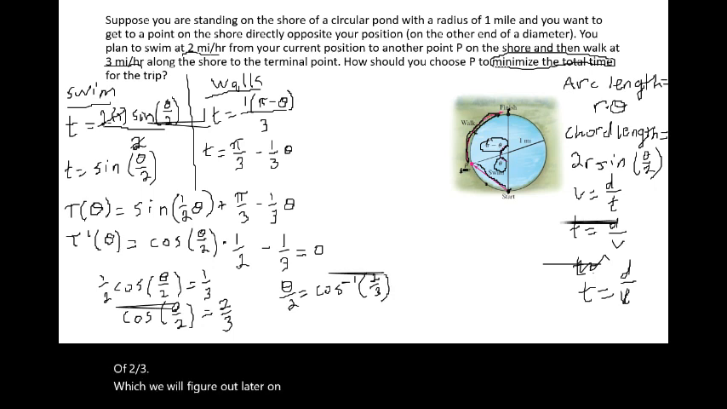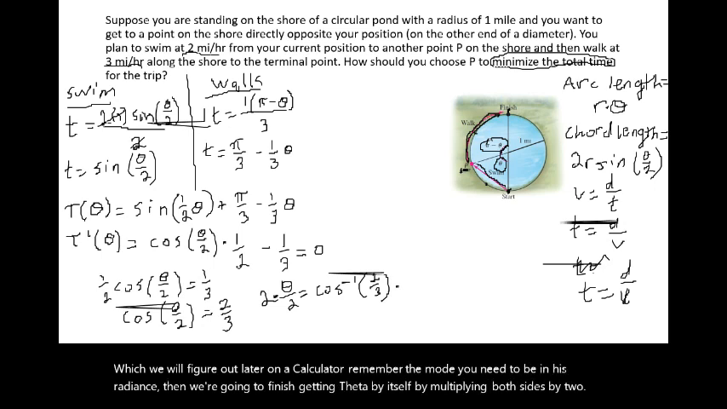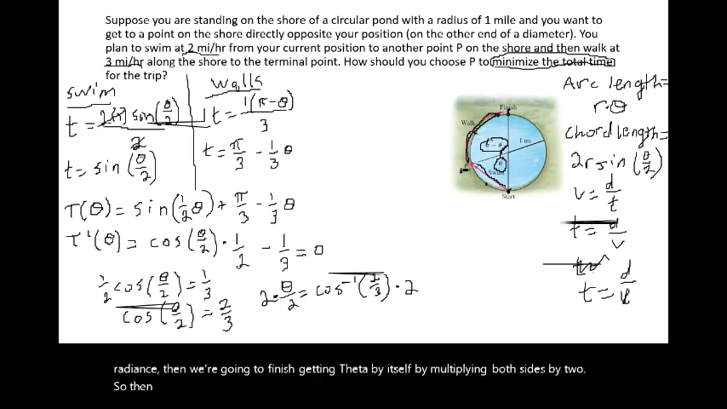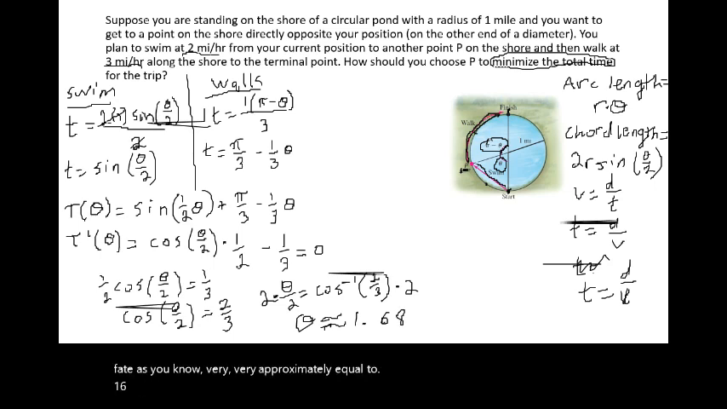Remember, the mode you need to be in is radians. Then we're going to finish getting theta by itself by multiplying both sides by 2. So on a calculator, you can do cosine inverse of 2/3, then multiply it by 2, and you get theta's, very, very approximately equal to 1.68 radians.